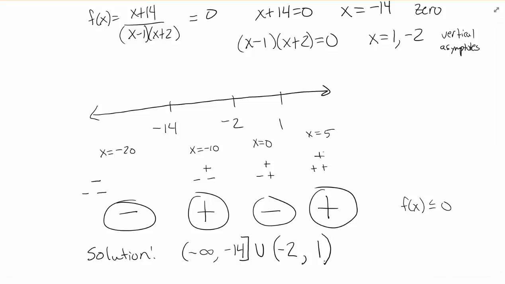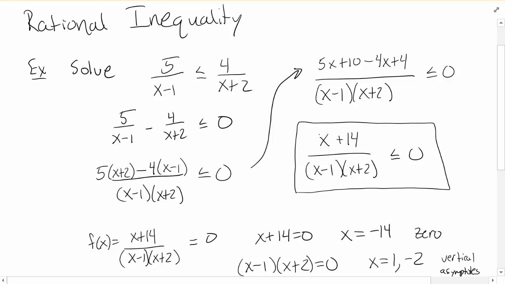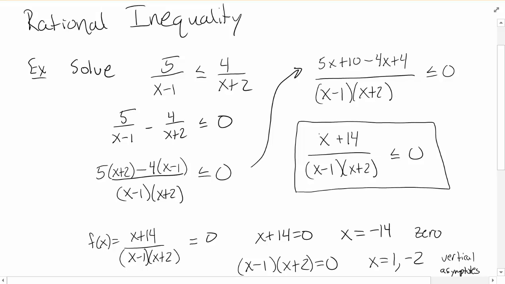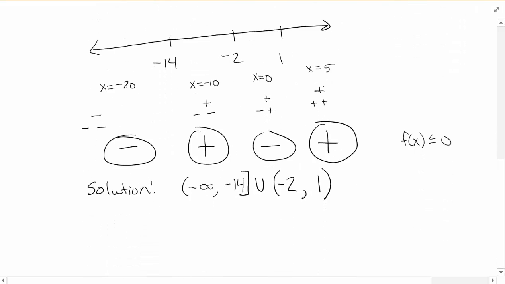So that's the solution for my rational inequality: 5 over x minus 1 is less than or equal to 4 over x plus 2 for negative infinity to negative 14 inclusive, union, exclusive negative 2 to 1, also exclusive.